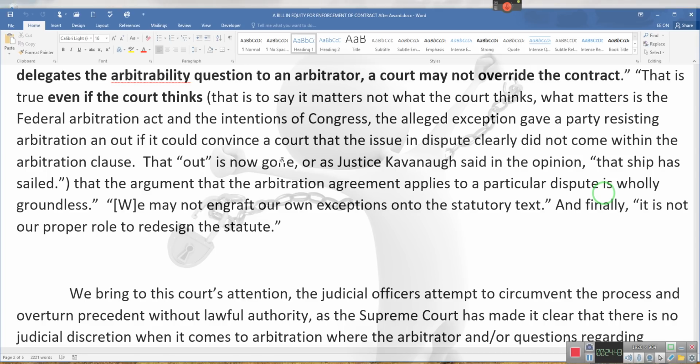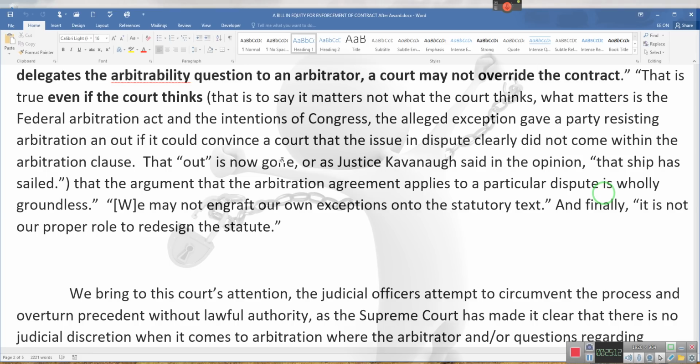The argument that the arbitration agreement applies to a particular dispute is wholly groundless. That ship has sailed. They can't do it anymore. We may not engraft our own exceptions onto the statutory text. In other words, the courts have been doing this for years. The Supreme Court has just ruled that what they did was unconstitutional, unlawful, without authority, without discretion.